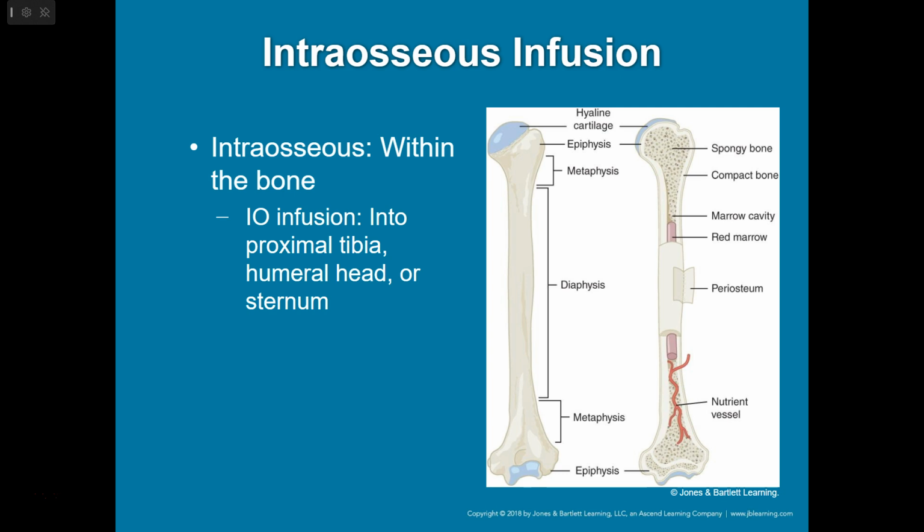You are going to want to put the actual catheter, or you're going to drill them, right into this area, the metaphysis, and right below the epiphysis. Into the spongy area right in here. There's lots of vasculature there that it can then join the rest of the veins.